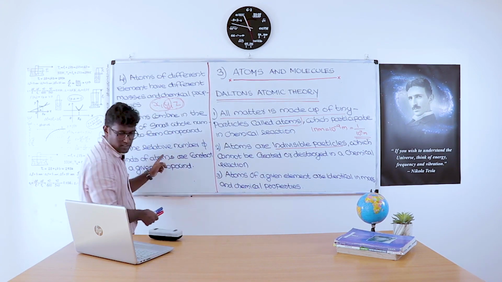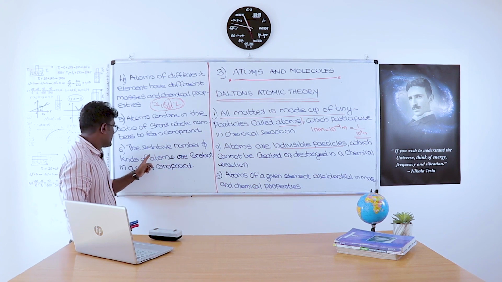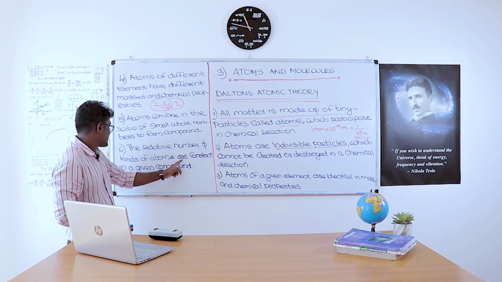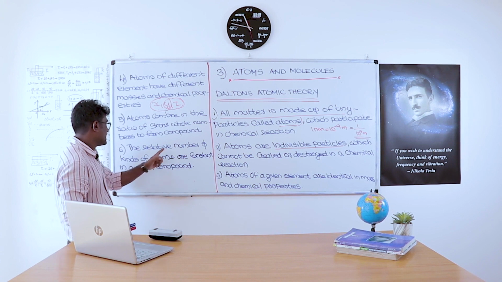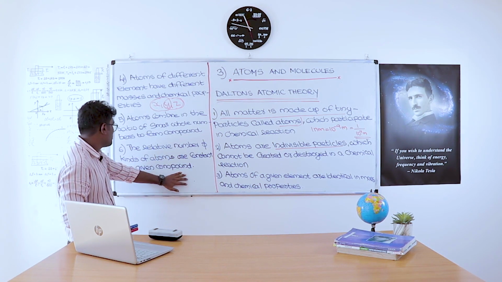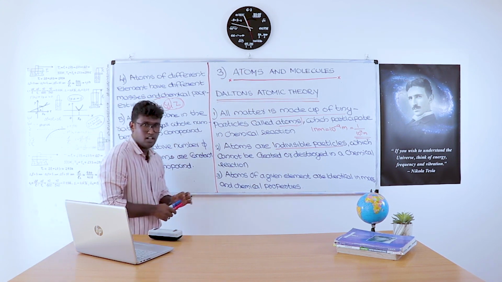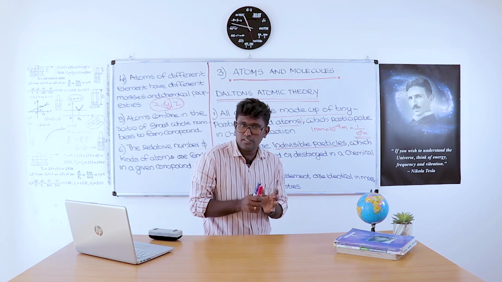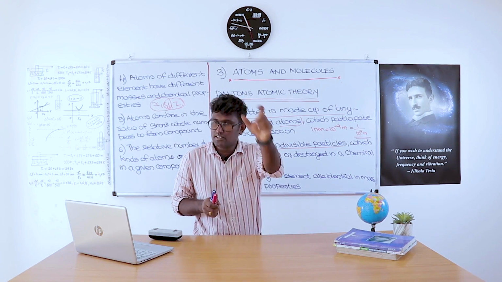What is the sixth point? The relative number and kinds of atoms are constant in a given compound. So these are the six points related to John Dalton's atomic theory.